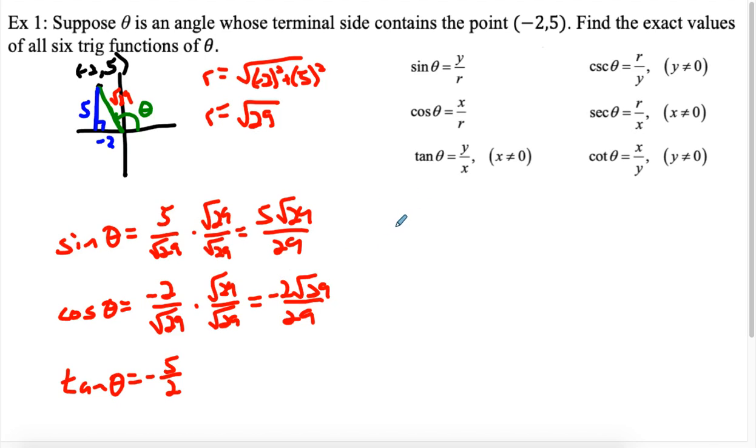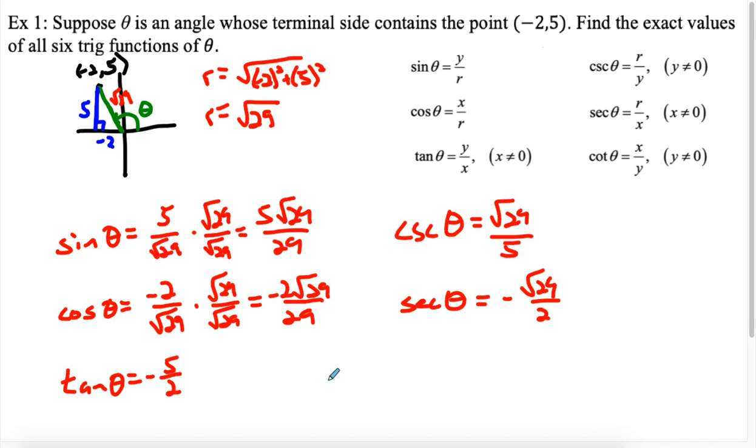Then our other 3 are just reciprocals. So cosecant is the reciprocal of sine. That would be the square root of 29 over 5. Secant is the reciprocal of cosine. So that'll be negative square root of 29 over 2. And finally, cotangent will be the reciprocal of tangent, so -2 over 5. Okay, so you could memorize these relationships, or we can just draw a picture and still use right triangles.